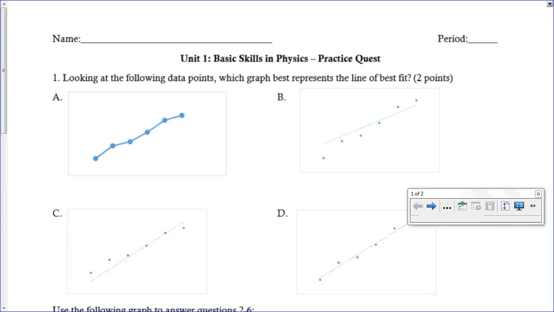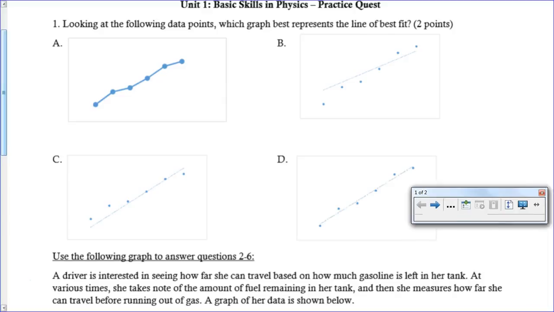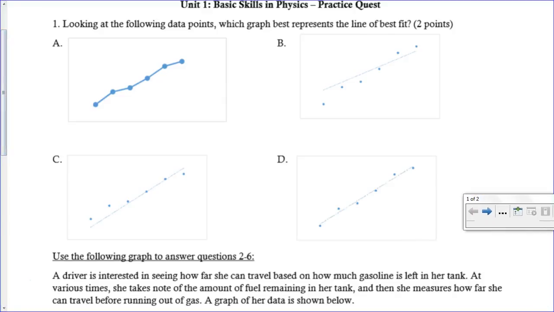Hello, this short video is going to be covering the answers on the Unit 1 practice quest that we'll be taking here in class. So, first of all, this first problem is just talking about line of best fit and some general concepts there. There are 4 lines here to choose from. I'll tell you right now, D is the correct answer.